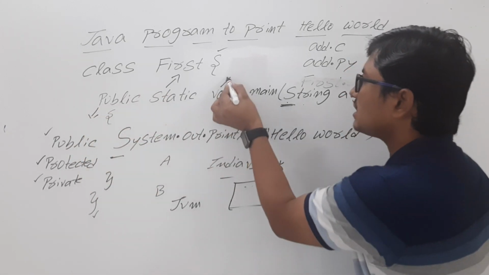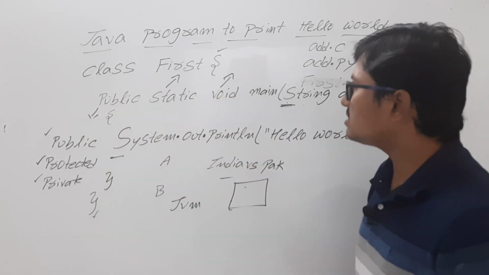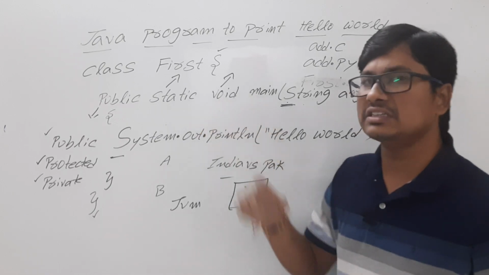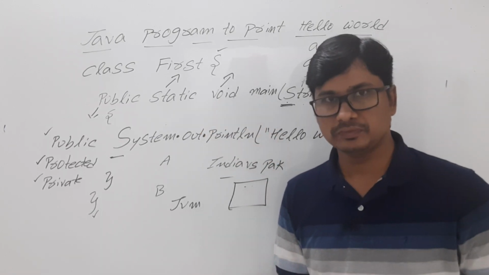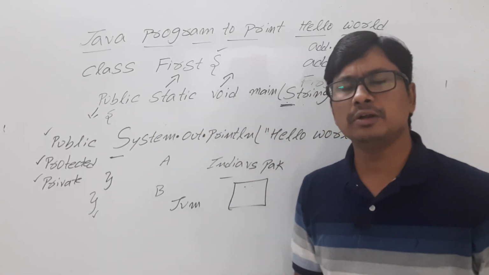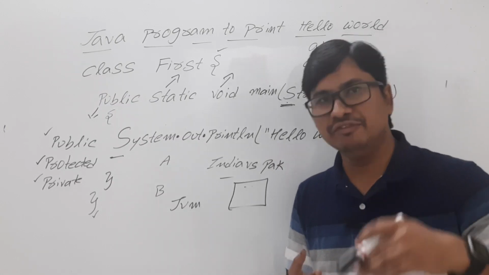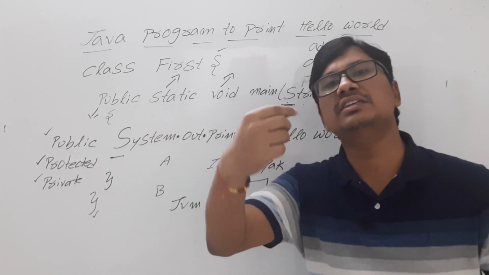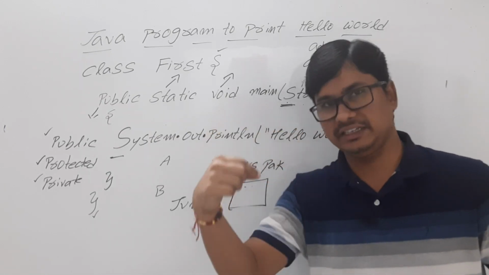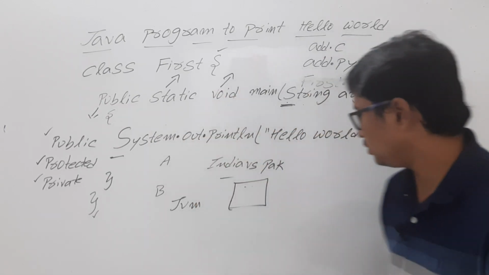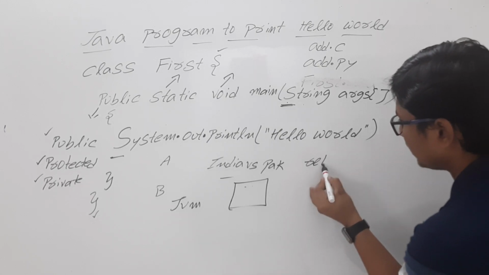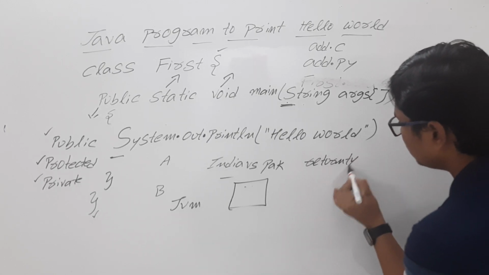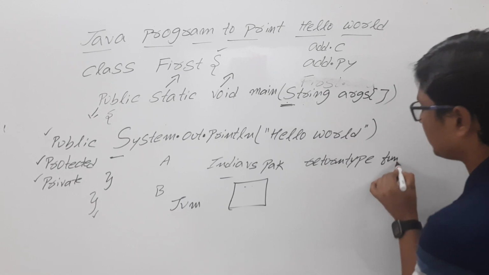Now void is another keyword. Void says that this method does not return any value. Is it clear? In the C programming language, we have studied that every function will return something. If a function returns an integer value, we will write int before the function. So you will have a return type and then the function name. Am I right or wrong?